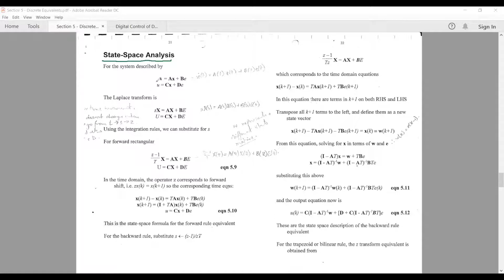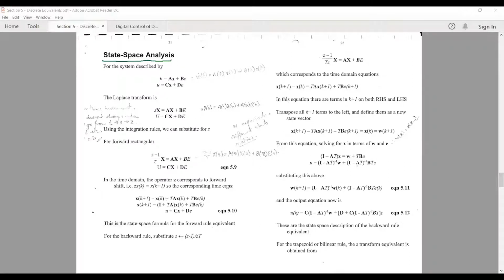If we apply Laplace transforms, we will get sX, where now X is a function of s, equal to AX plus BE, where E is also a function of s. And then U, which is also a function of s, is equal to CX plus DE. Now we can use the substitutions that we obtained using forward, backward, and trapezoidal techniques and substitute in place of s to convert it into a z form.